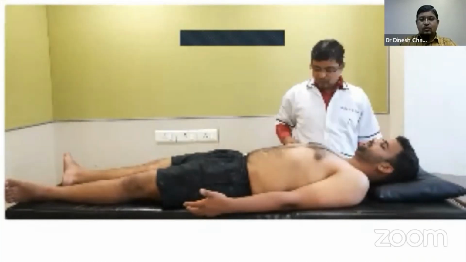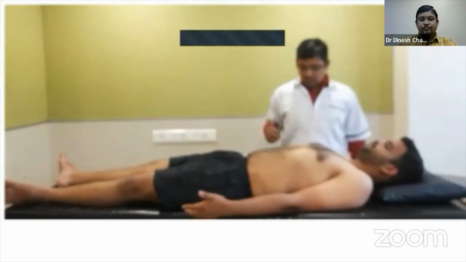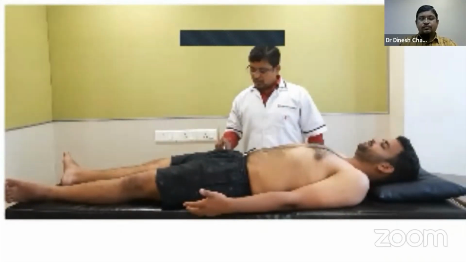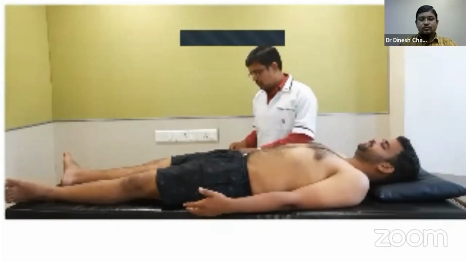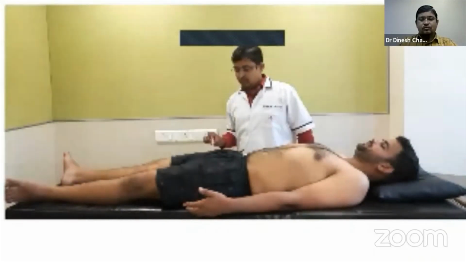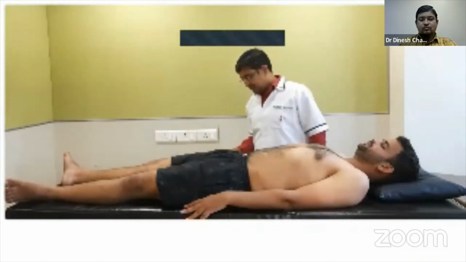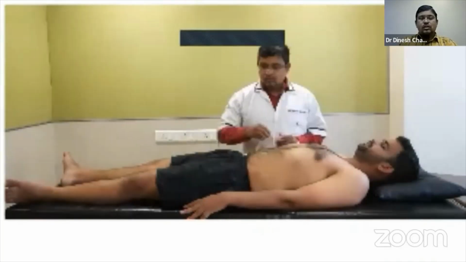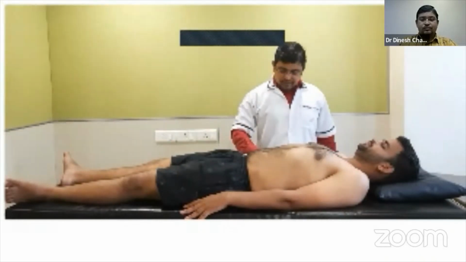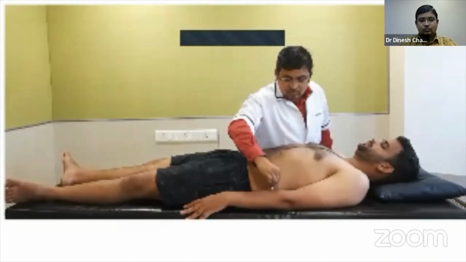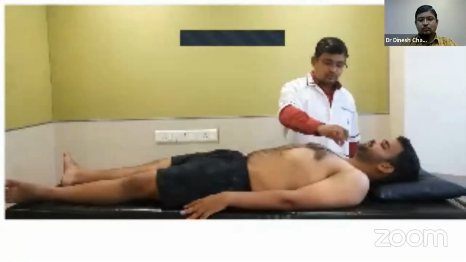Now C4. According to dermatomes, this is for C5, bilateral. Now this is for C6. Now C7. Good. Now C8. Good. Now for T1. Now T2.